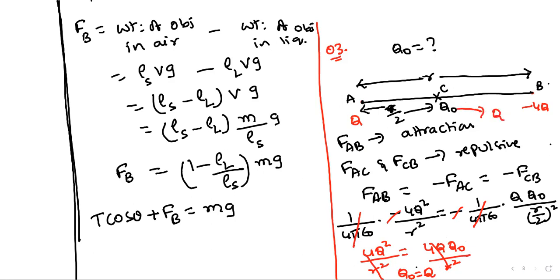That is like this. So we need to find the magnitude of charge of the third charge, which is placed on the line joining the charges.